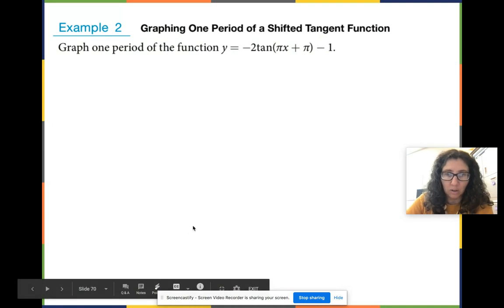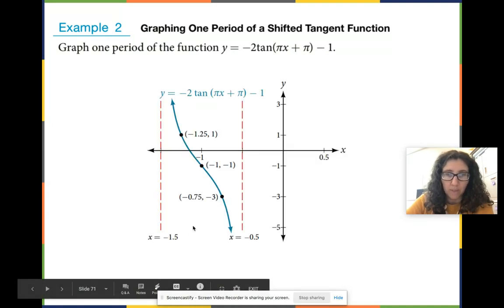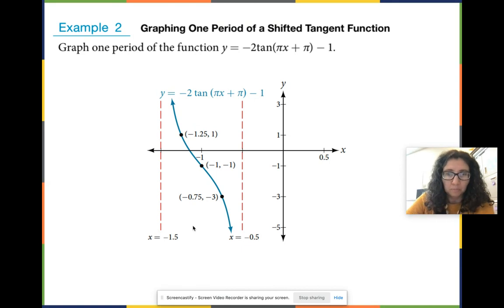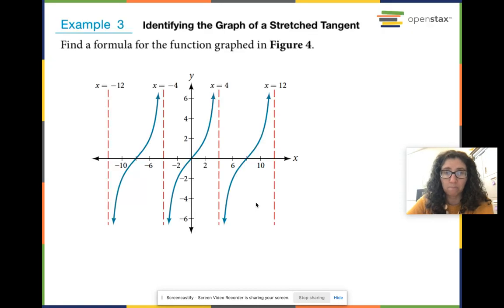So let's take a look. Yep. Yes, we're at 1 and -1 for the amplitude points. The center is at (-1, -1). We're going from -3/2 to -1/2. Okay, it matches the graph that we made.